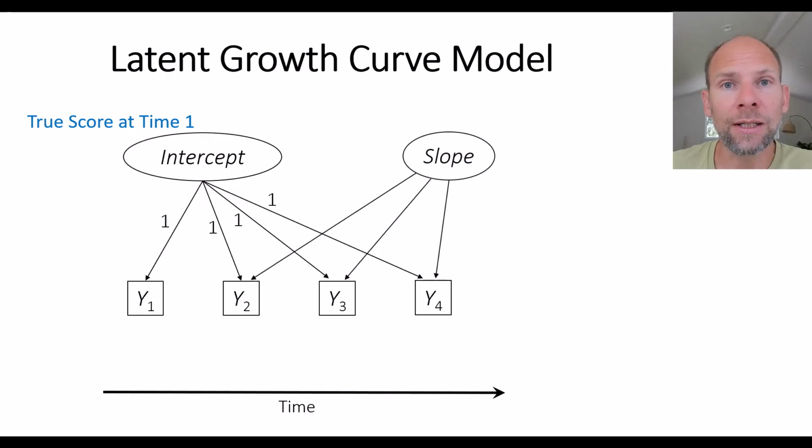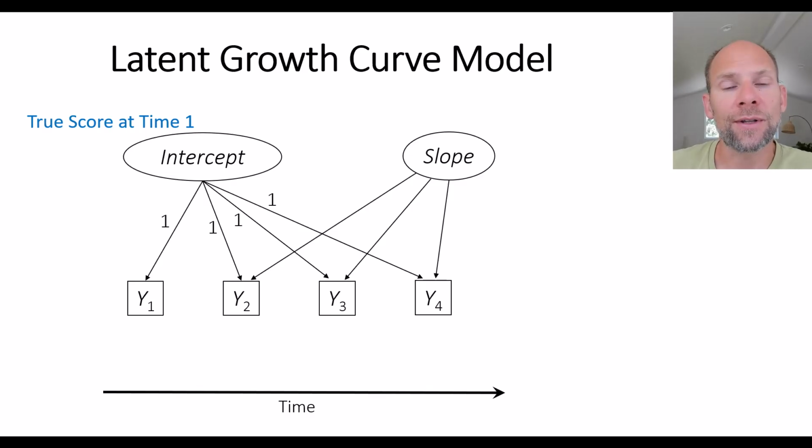Also in the model are 1 or more slope or shape factors, and you can see that the slope or shape factor has an effect on all variables except the first one. At time 1 there's no effect from the slope factor because at that time point no change has yet taken place, because that's the first time point.